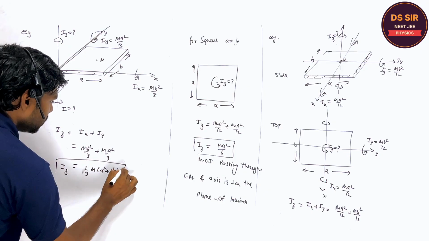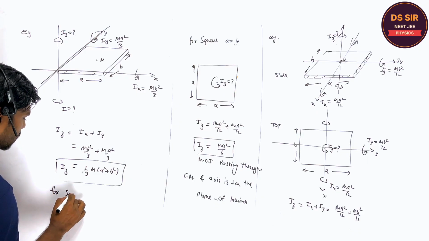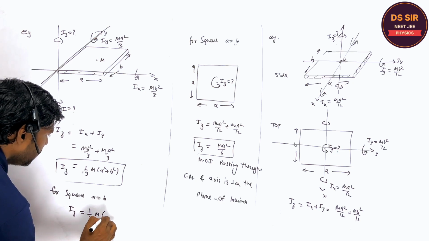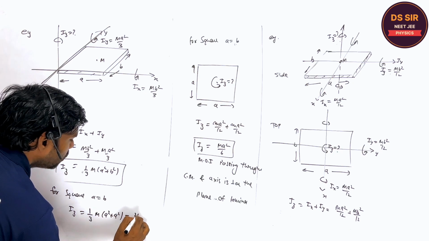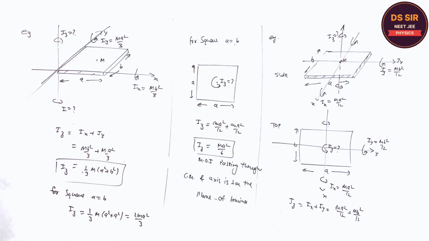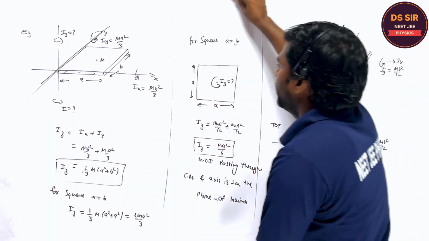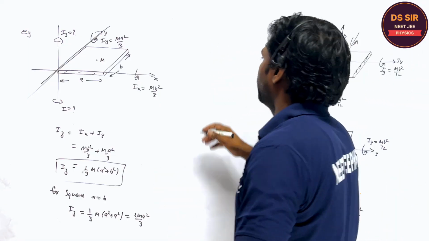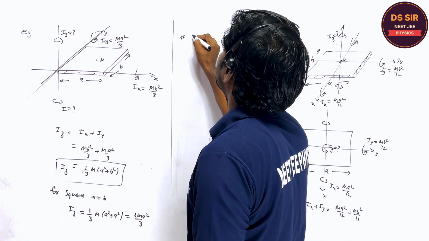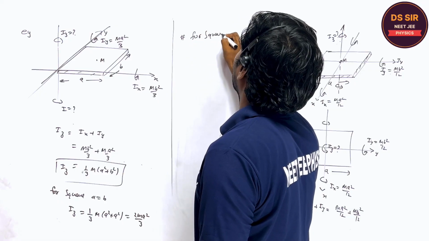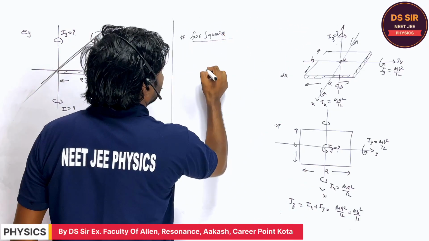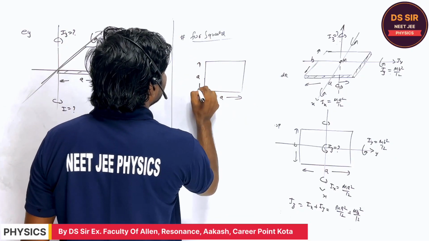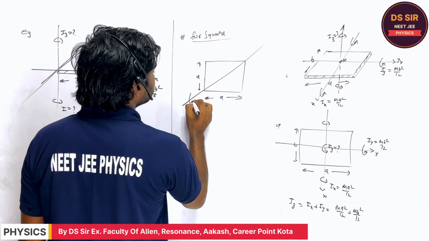If this is a square, the sides a and b are both equal. So Iz is equal to 1 by 3 m(a square plus a square), which is 2ma square by 3. This is the answer. Copy this. So this is the square, and for the square this is the moment of inertia, right? If for the square, the side is a, can you find the moment of inertia about this axis?